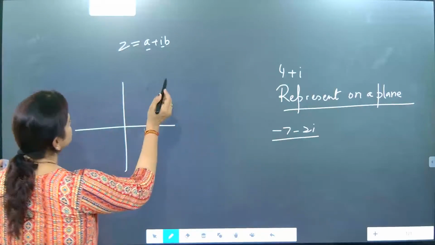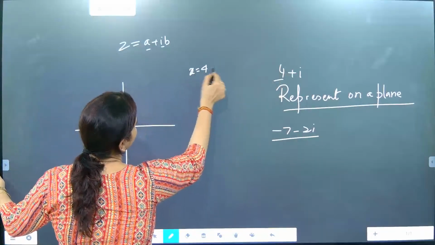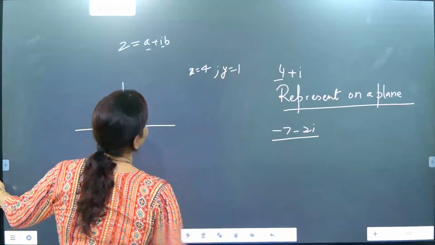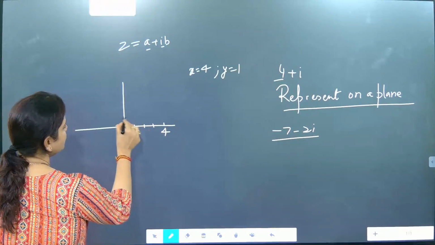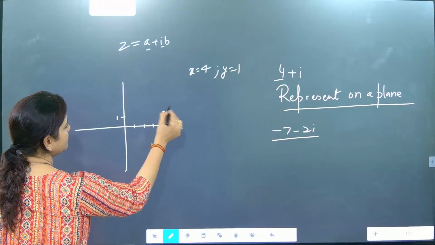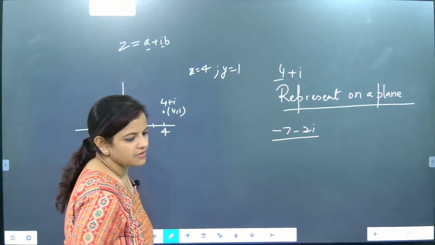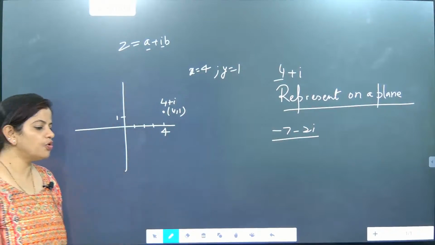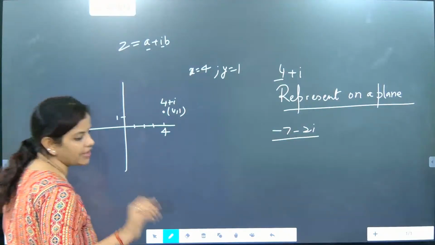Now let's check this one out. Here x becomes 4 and y becomes 1. So 1, 2, 3, 4, and y is taken as 1. This point represents (4, 1), or this is representing 4 + i. Now, -7 - 2i is there.